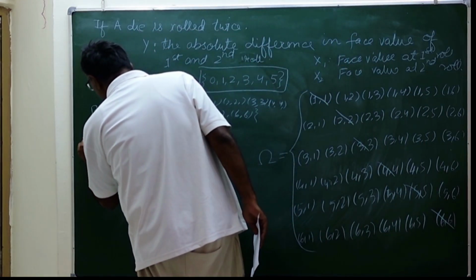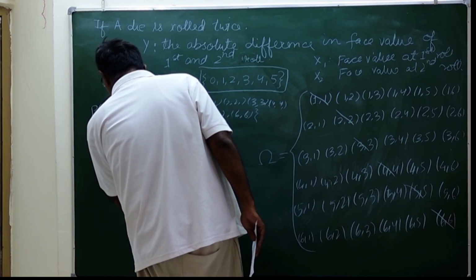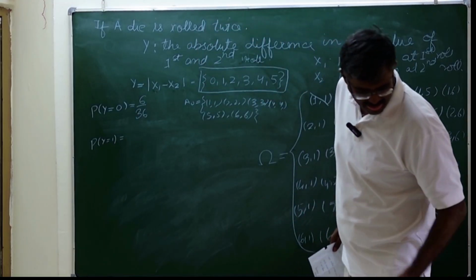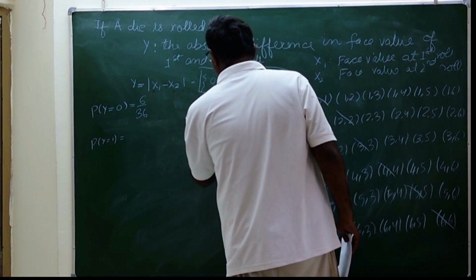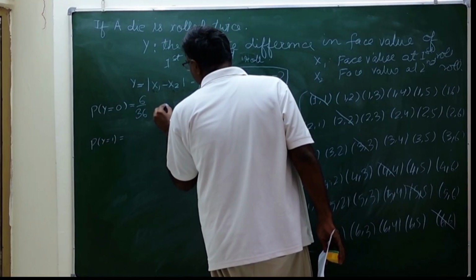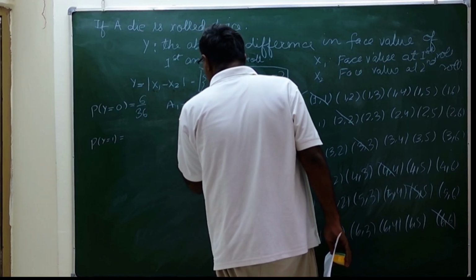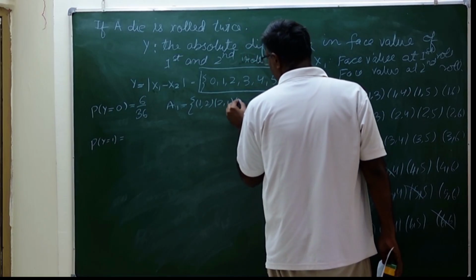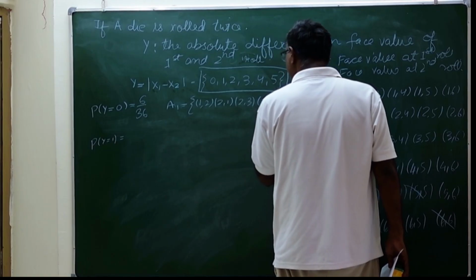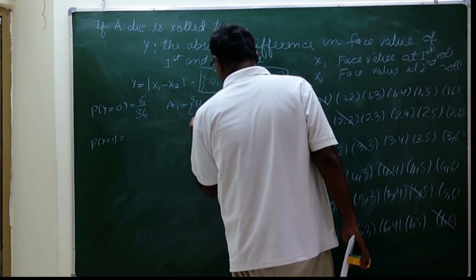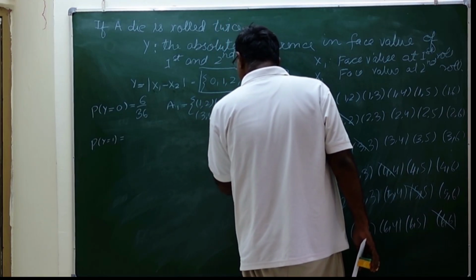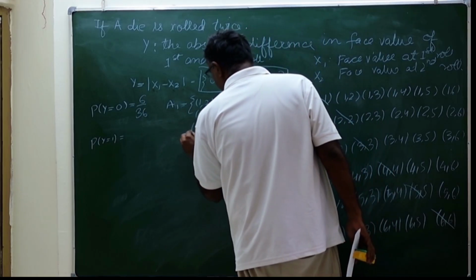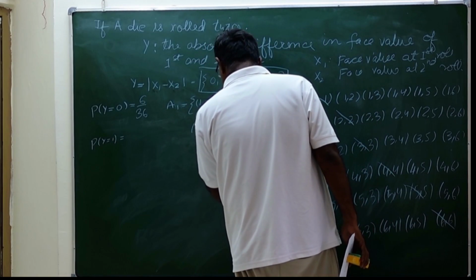Now, what will be the probability of Y equal to 1? It will be, I'm writing as A1, so it will be 1 2, 2 1, then 2 3 and 3 2, and 3 4, 4 3, 4 5, 5 4, and 5 6 and 6 5.